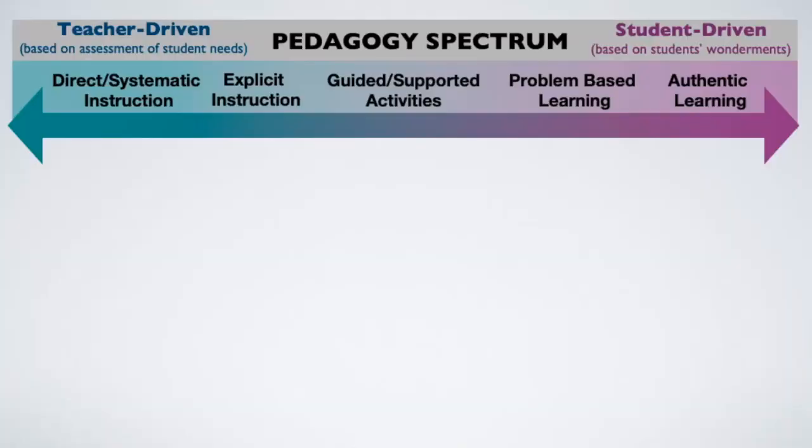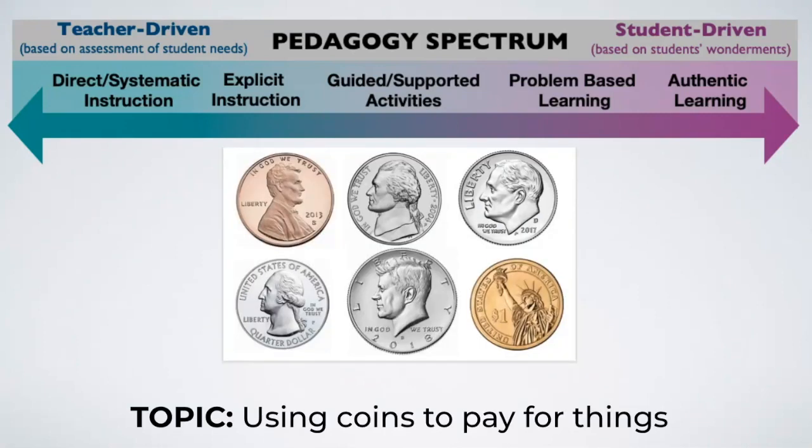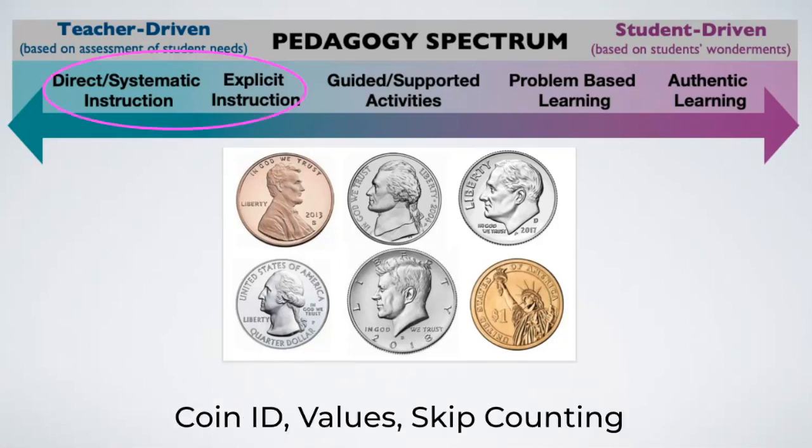I'd like to illustrate the nuanced differences between lesson structures along the spectrum by using one example topic and then describing different lessons on this topic that fall at various places on the spectrum. We will use the topic of using coins to pay for things. That's a pretty broad topic.